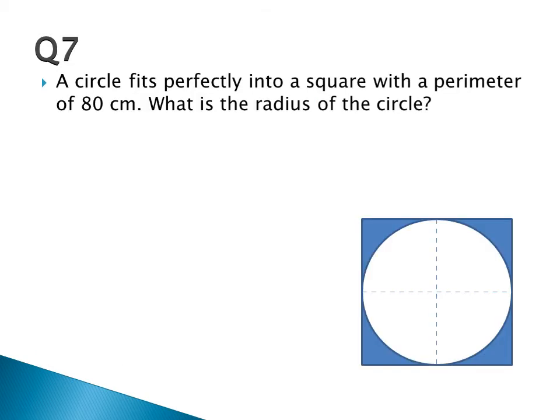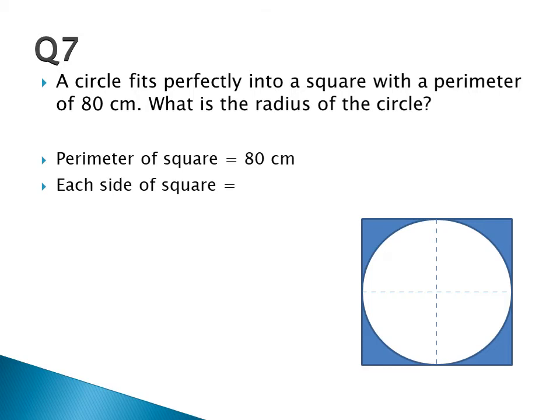Next question says, a circle fits perfectly into a square with the perimeter of 80 centimeters. What is the radius of the circle? Okay, as I've already discussed, the perimeter of a shape is the total distance around its edge. So first of all, you've been given the perimeter of the square, which is equal to 80 centimeters. That means each side of the square, because in a square all sides are equal, is 80 divided by 4, which gives you 20 centimeters.